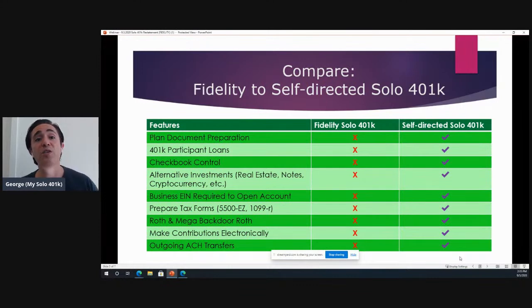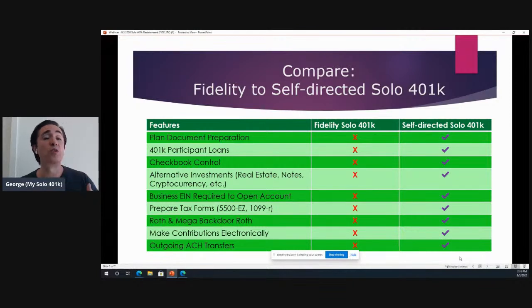So with Fidelity's plan, again, you're limited to their menu of mutual funds, etc. Whereas with our plan, you can invest in real estate, notes, cryptocurrency, etc. With a Fidelity plan, you need to have a business EIN. So if you are a sole proprietor, you might be just running your business under your social security number, right? So with a Fidelity plan, you have to have that. You have to have a separate EIN. So if you never had one, you'd have to go and get an EIN for your sole proprietorship. Whereas with our plan, you don't need to have a separate EIN for your business to open up the account.